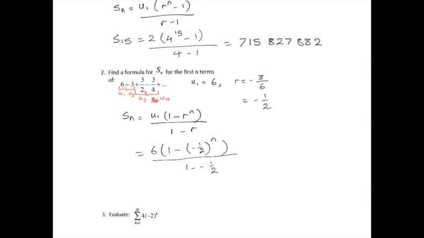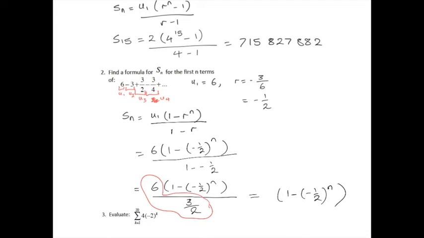Is everyone okay? Now, because they're asking for a formula for Sn, it's 6 outside of 1 minus negative a half to the n, over 3 over 2, because it becomes 1 plus a half, which is 3 on 2. I'm going to leave this as it is. How can I simplify that? 6 divided by 3 on 2, without using a calculator, just for fun.